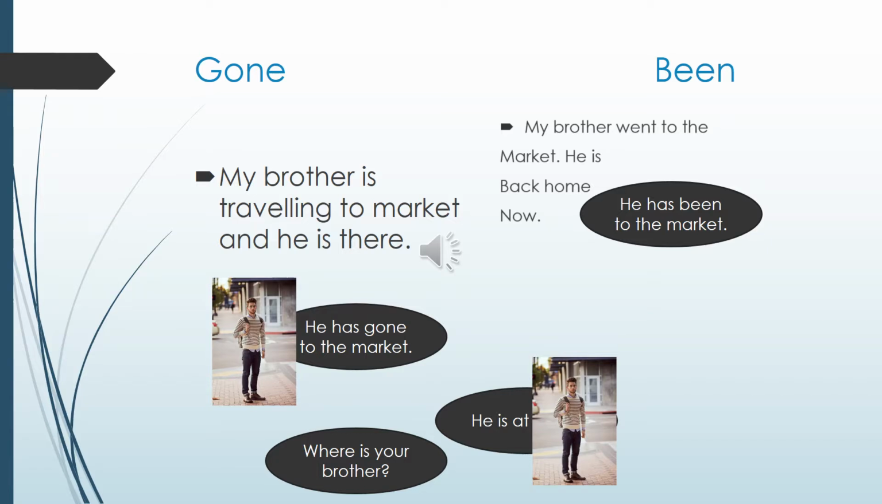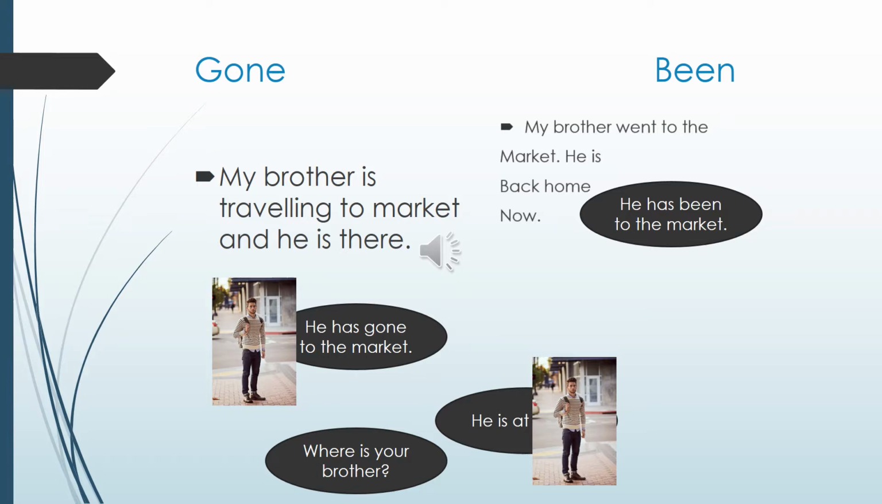Now, let's look at the differences between gone and been. The verb go has 2 past participles, gone and been. However, there is a difference in the meaning. Let's look at the examples and learn the meaning.